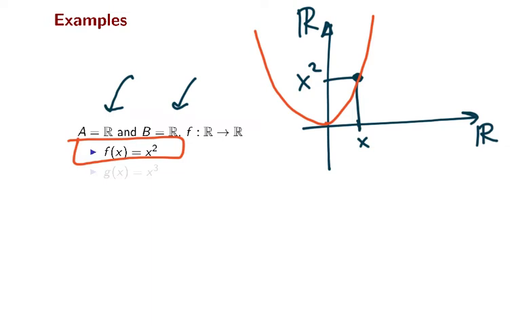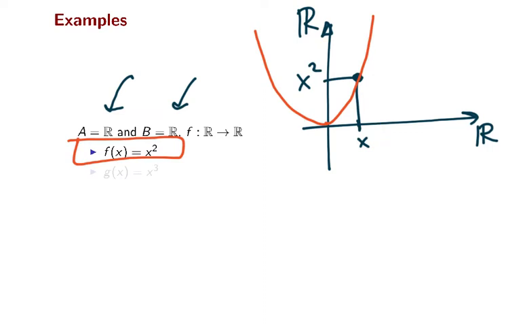This one is a function, since for each element in the domain, the image in the codomain is unique. That's the first condition of a function, and all the elements on the x-axis have a square. I'm able to calculate the square of any element. So this is clearly a function.